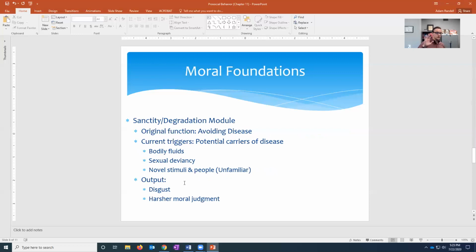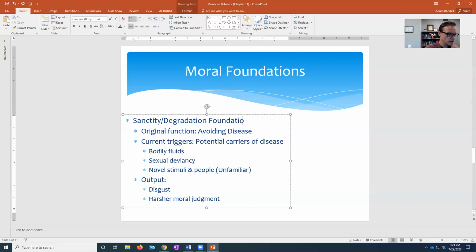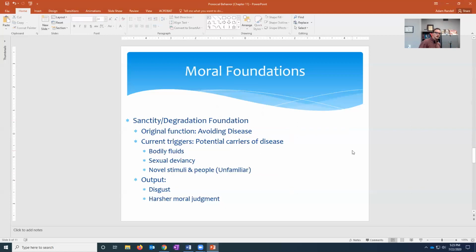The third binding foundation and the fifth foundation overall is the sanctity degradation module or foundation. Now the reason this is a binding foundation is because it works to ensure the health of the overall group. All right, because we live in groups, and this is especially relevant right now because we're in the quarantine. Part of the reason we're told to socially distance is because when we get into groups, any disease that they have, we can catch. All right. And so one group facilitating behavior is to avoid disease.